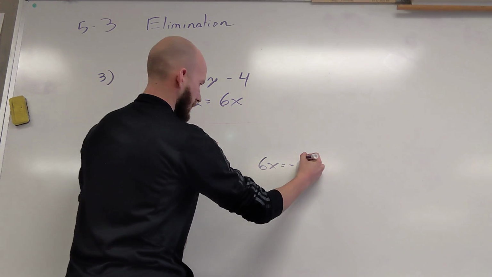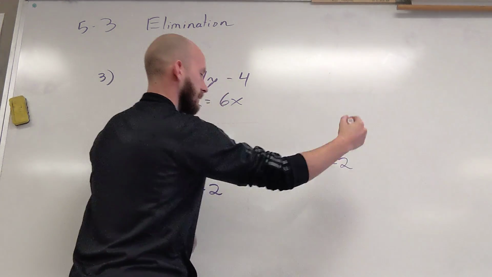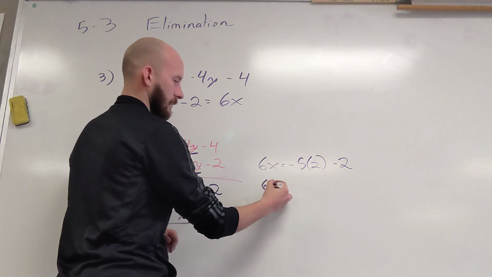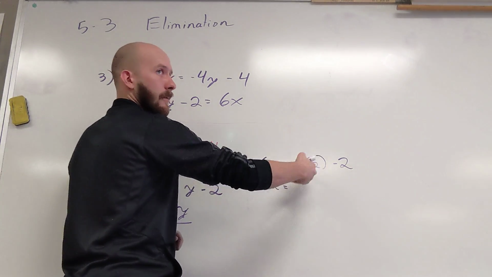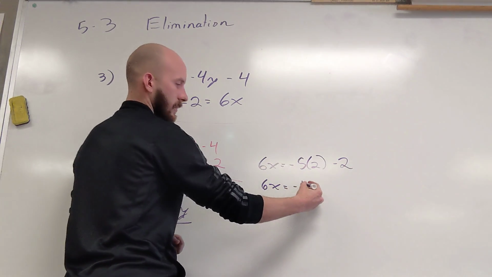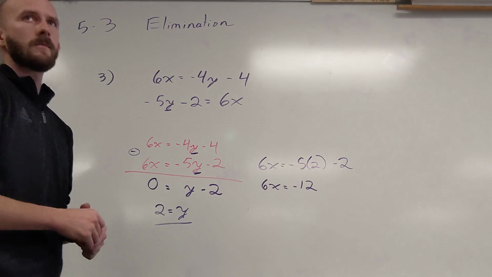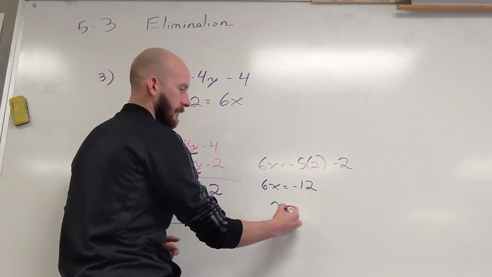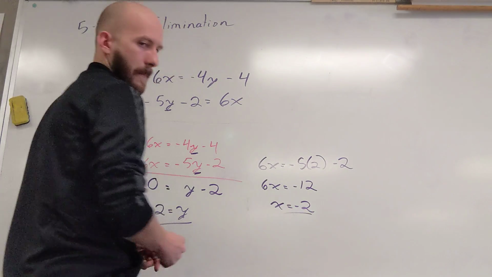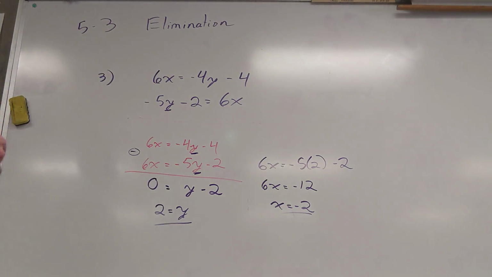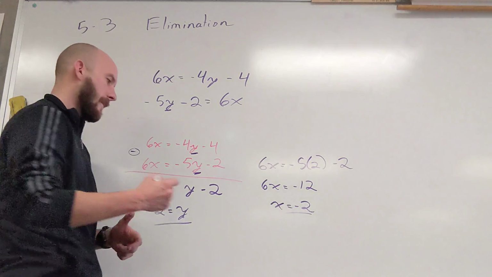Okay? So 6x equals -5 times 2. And that's going to be -10 minus 2, which is -12. And then just divide. Okay. And then we just write our answer as an ordered pair.